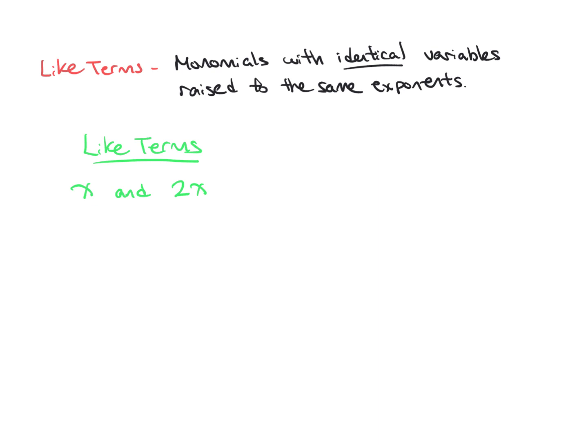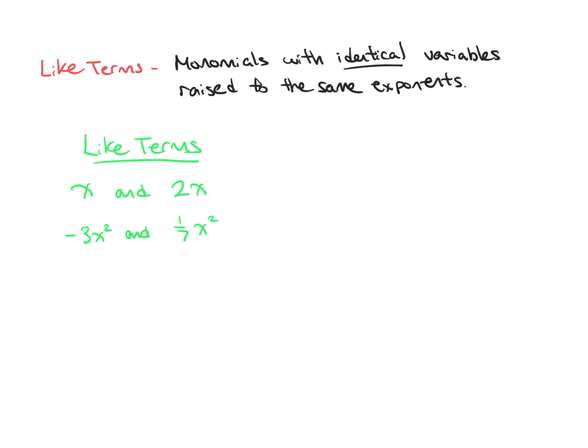Another example, negative 3x squared and 1/7 x squared. Same idea, both of those are monomials. They have the identical variables, they're both x, and the variables are raised to the same exponent, which is 2. So it does not matter what the coefficients are. Those numbers in front are the coefficients. They do not determine whether or not terms are like terms. It's only the letter parts and their exponents that matter.